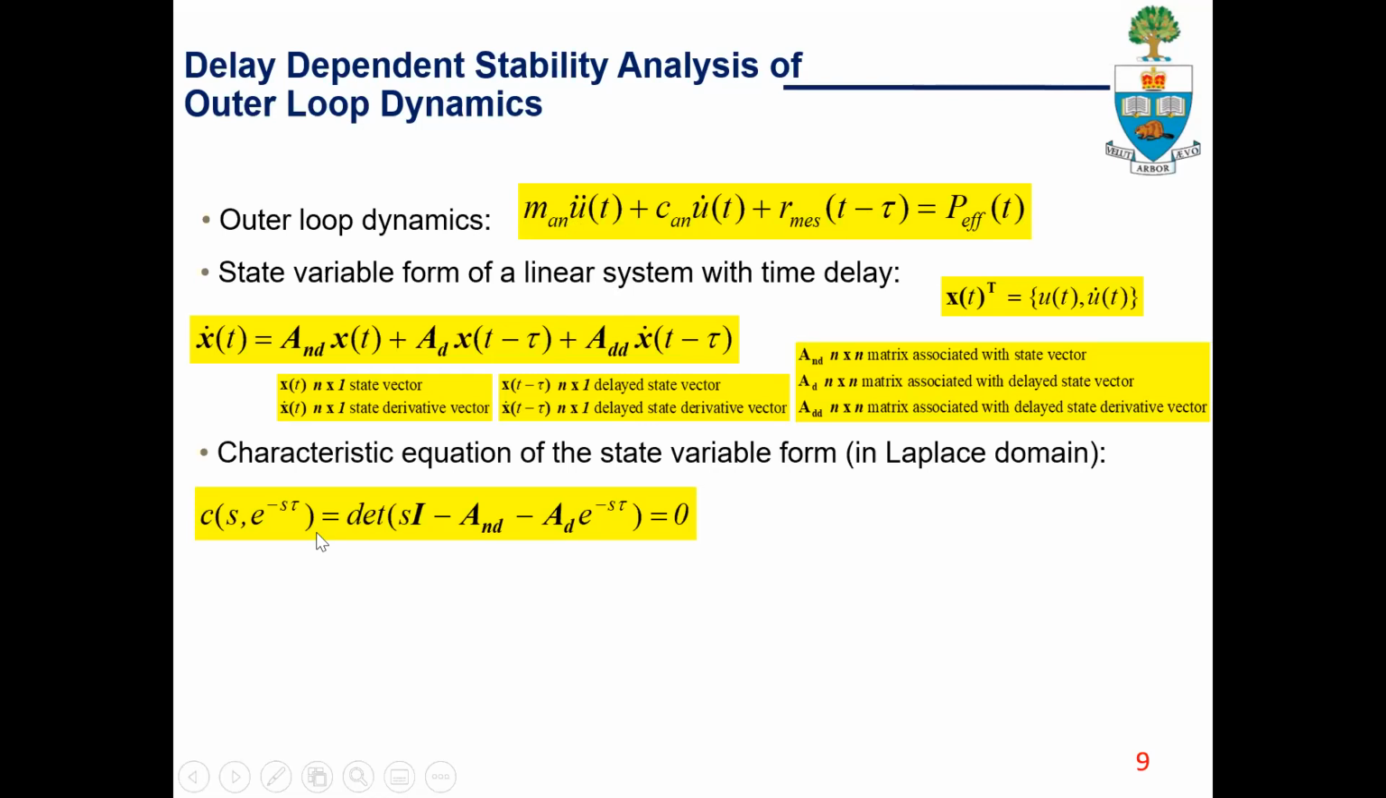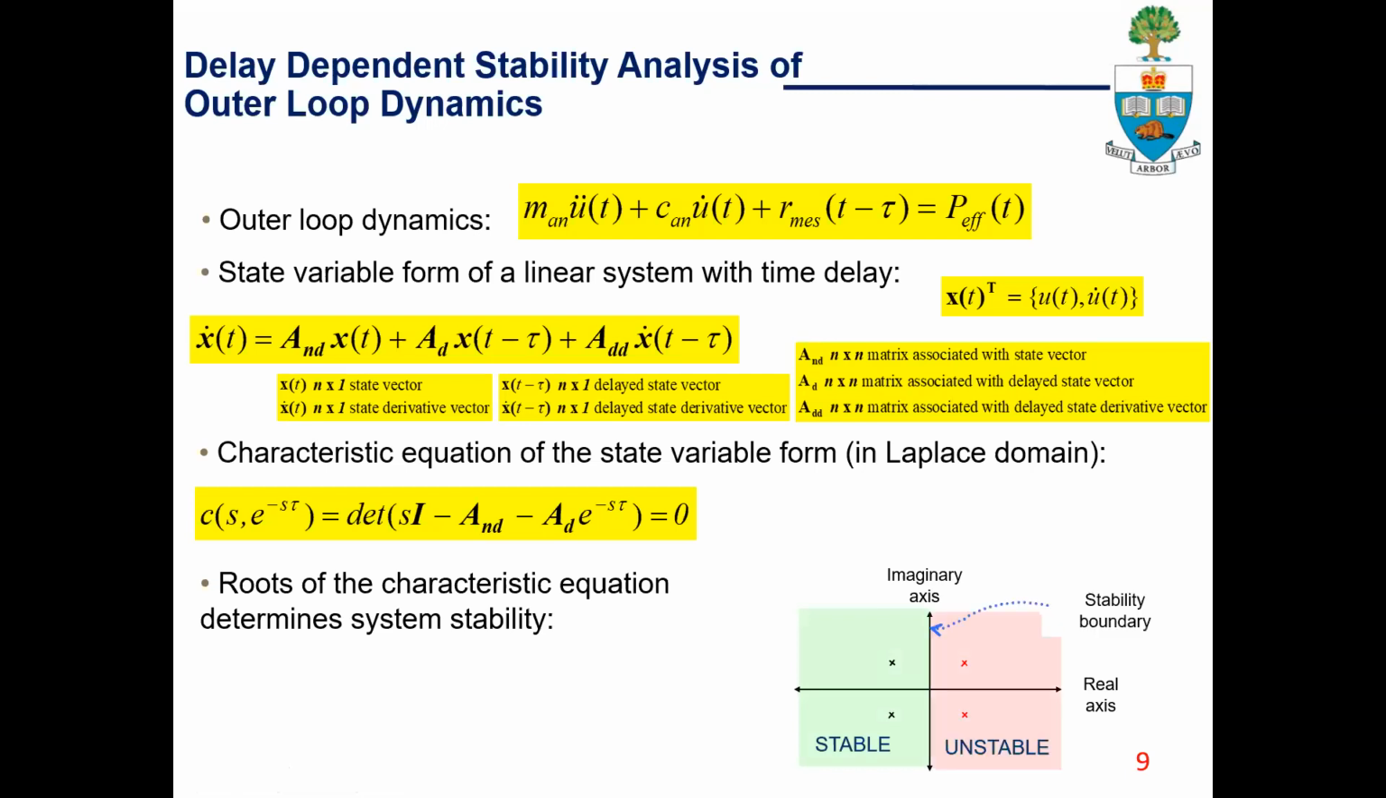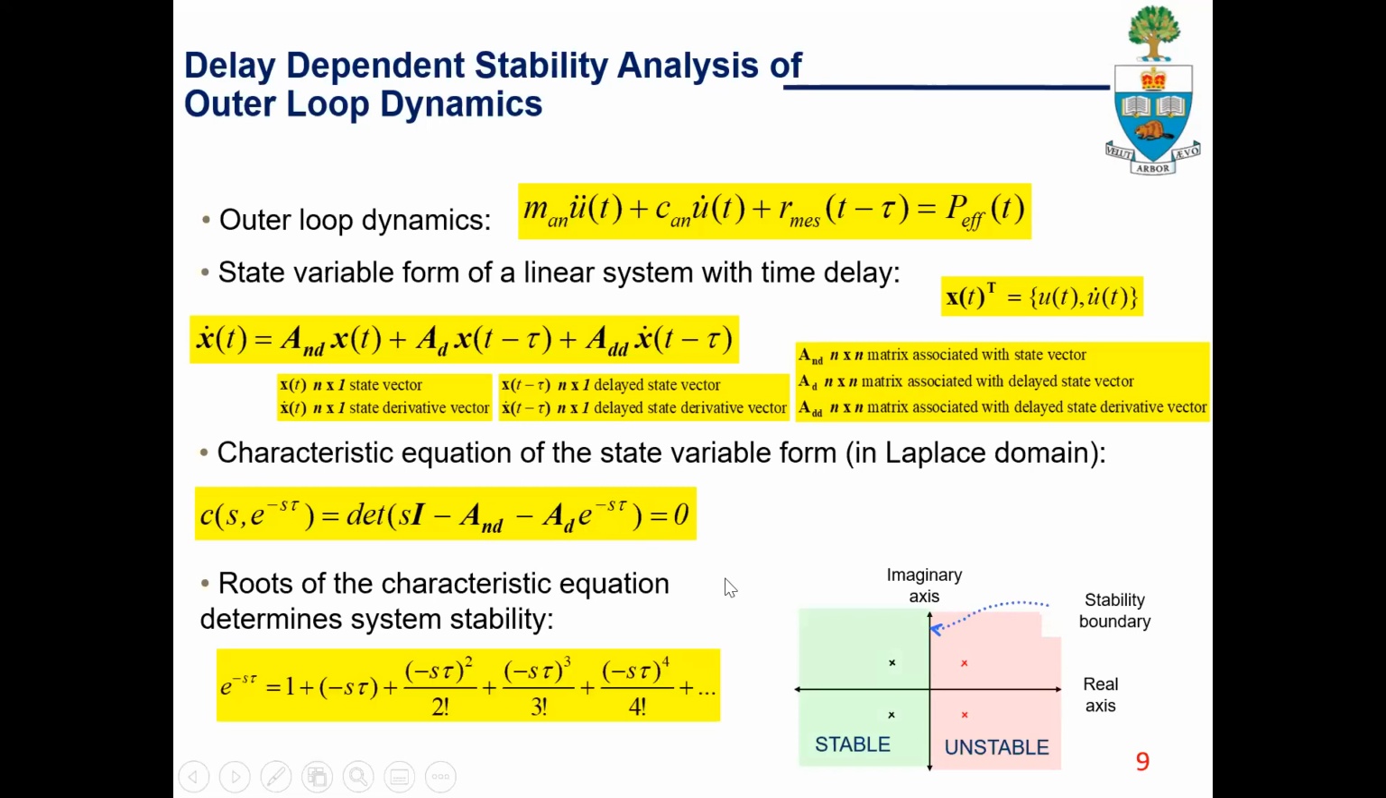And we can cast this equation in state variable form in matrix vector format. In Laplace domain, if we look at the characteristic equation, we need to calculate this determinant. And the roots of this characteristic equation are going to let us know whether our system is stable or not. So if the roots of the characteristic equation are on the left-hand plane, our system is stable. If they are on the right-hand plane, our system is unstable, which makes the imaginary axis the boundary of stability. When we have no delay, if tau is equal to 0, this determinant is a standard polynomial in s, whose roots we can easily establish and study.